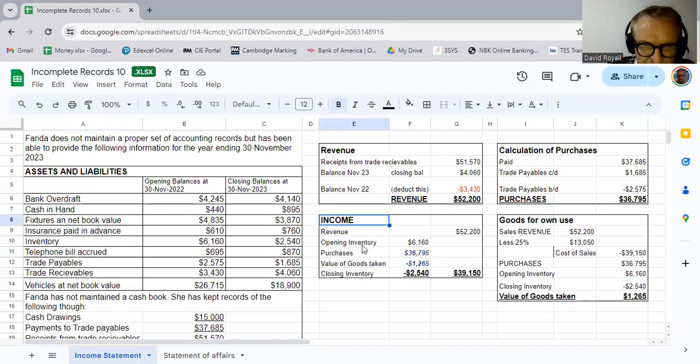What about the income? Now, the revenue, let's be a bit more specific, from sales. But in fact, it's from credit sales. That's just me being a little bit pedantic, but I don't think that would affect your marks. Now this is the income, which we will work on in a minute. So the revenue now is 52,200. So there's our starting point now.